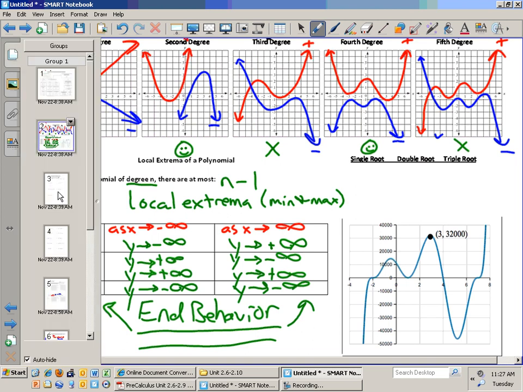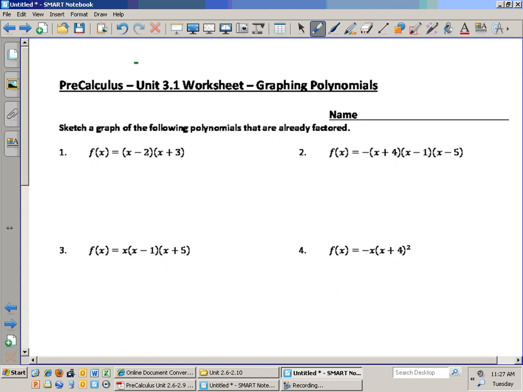Okay, go to the other worksheet that I handed out. It looks like this.